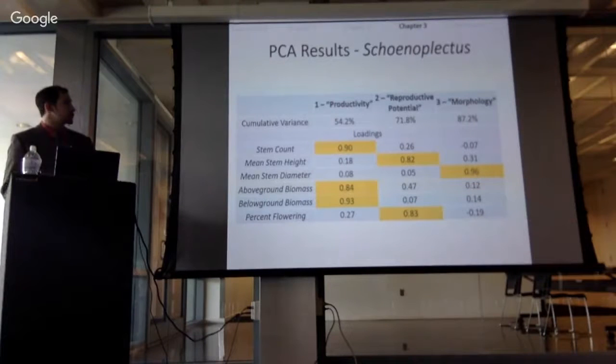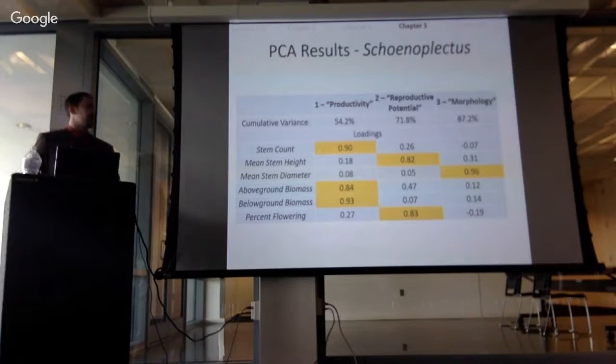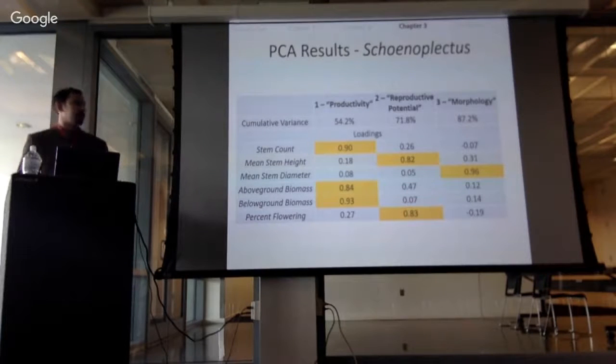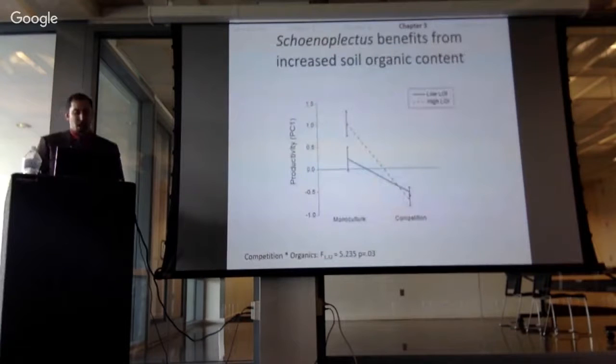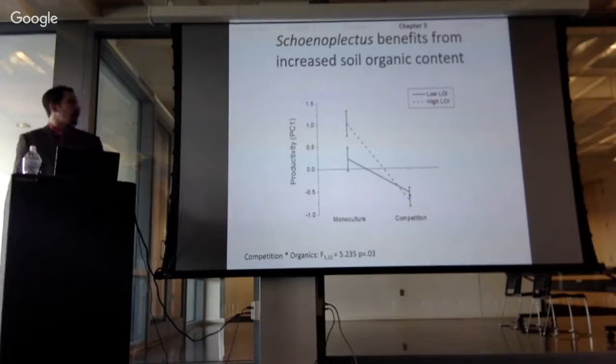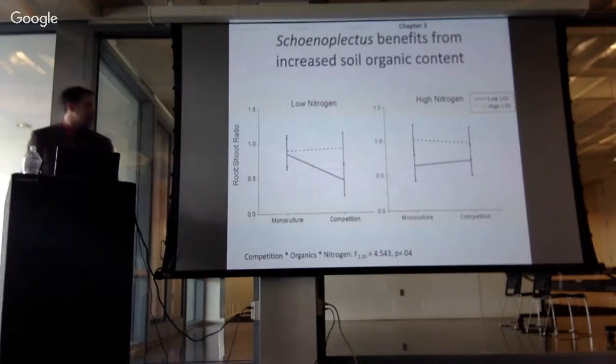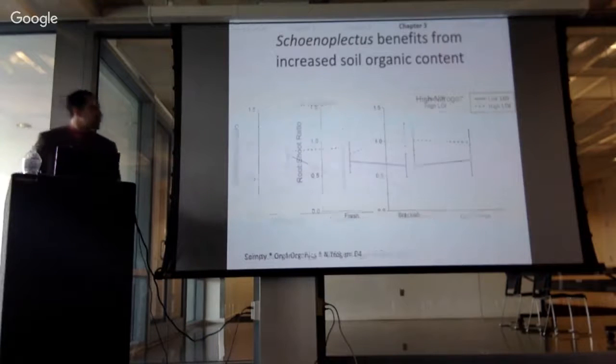So Schoenoplectus reduced down to 3 important components, one describing the productivity, one describing the reproductive potential, and one describing the average stem morphology. The big takeaway here is that Schoenoplectus did better under high organic content conditions. As you can see, much more productivity, higher root to shoot ratios with that high organic content under competition there.